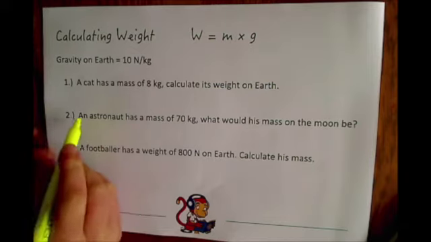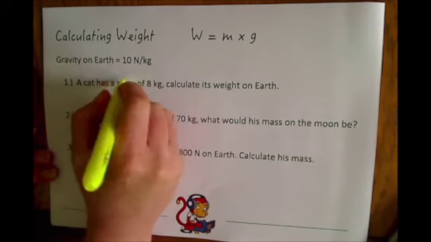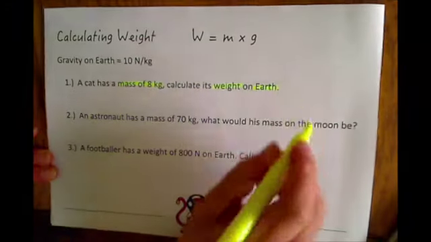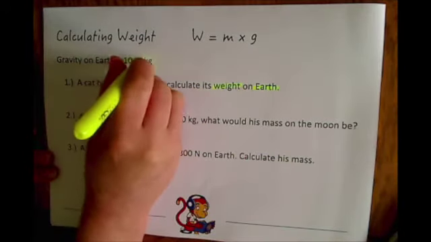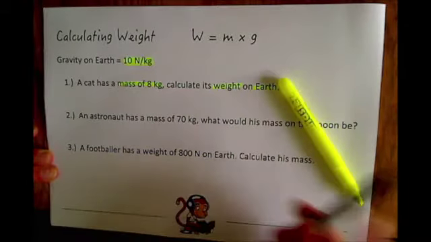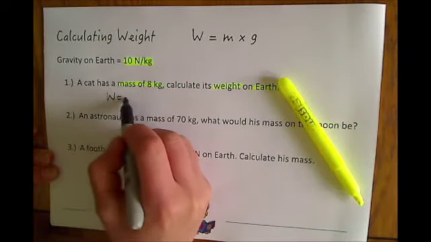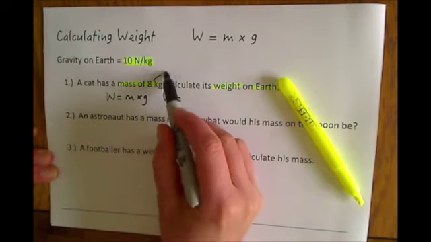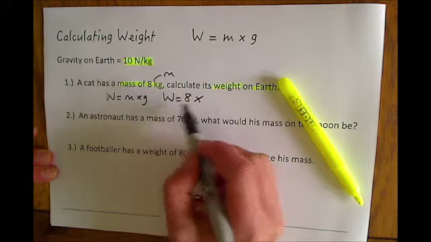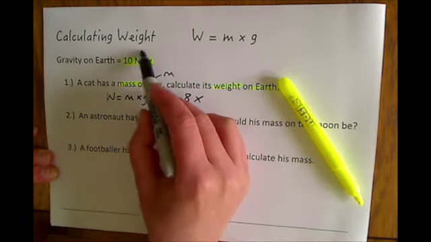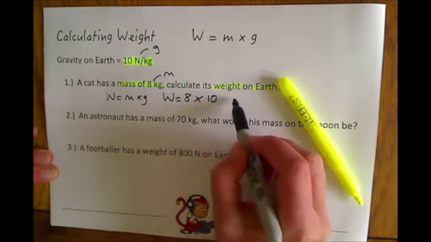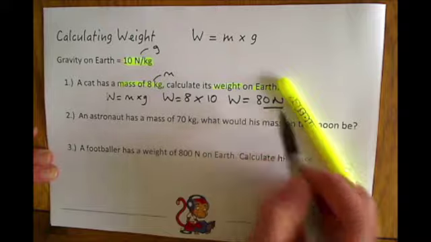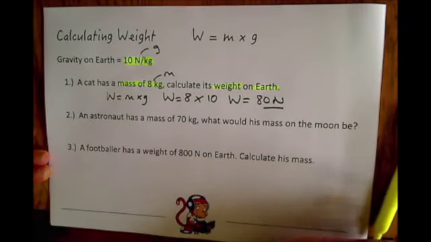So in the first question, if you highlight the key bits, the cat has a mass of 8 kilograms. Calculate its weight on Earth. So we're given the gravitational field strength up here. So we need to do weight equals mass times gravitational field strength. So weight equals 8, because that's the mass, times gravitational field strength, which is 10. So his weight is 80 newtons, remembering the units for weight.